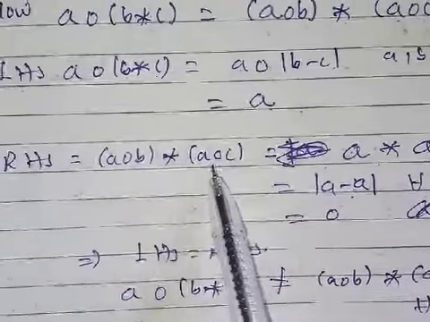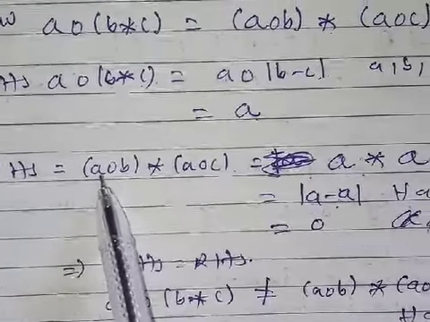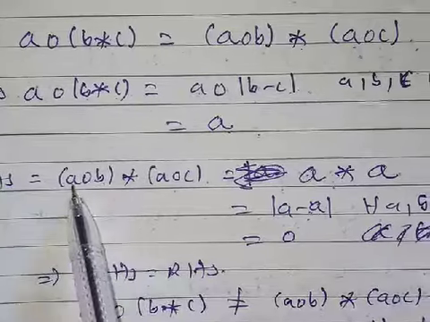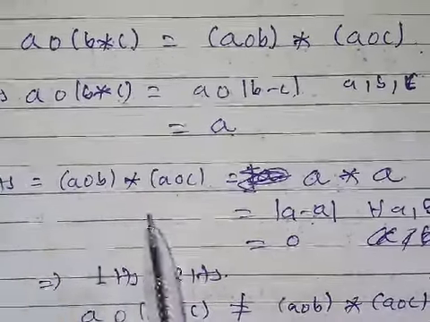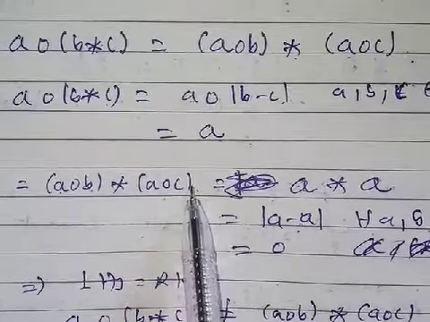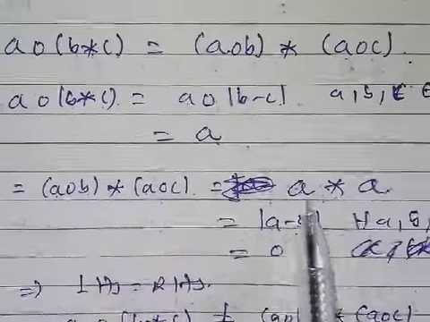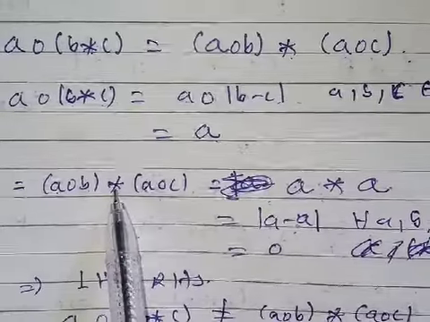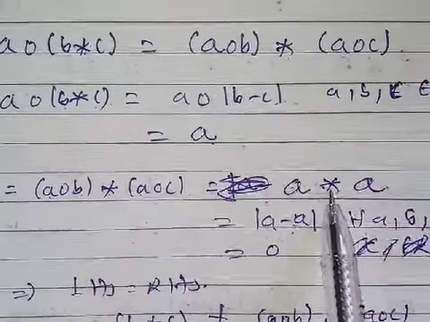A O B star B O C. Now what is the first? A O B means the first element. What is the first element? A. So A. Got it? And A O C means what? Again the first element A. So A. What is the operation in between? Star. So A star B.